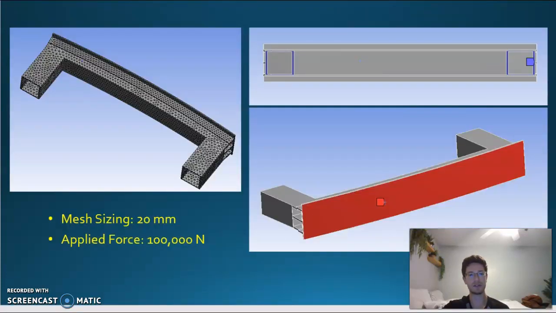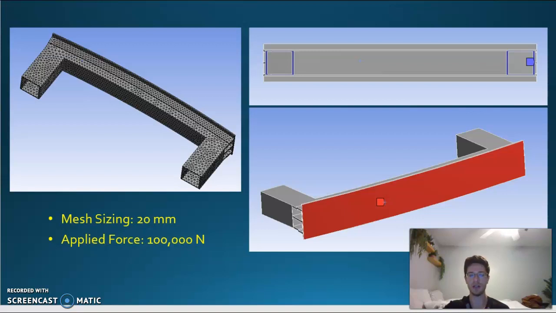Here you can see some of the boundary conditions of the analysis. You can see the mesh that I used. As you can see, the model that I used for the actual simulation is simplified, mainly because when I tried to run a simulation with the previous model, it wouldn't work. There was something in the design that the mesh would not form; it would just fail all the time. So I used a mesh sizing of 20 millimeters on this simplified version.